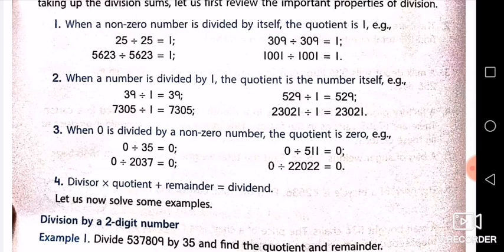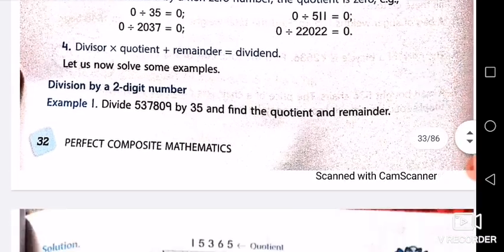When we are doing a check after doing division, then also we write divisor multiplied by quotient plus remainder. And if we get the dividend after doing the product and addition with the remainder, then we'll say that our division is correct. Now, division by a 2-digit number we have done yesterday.